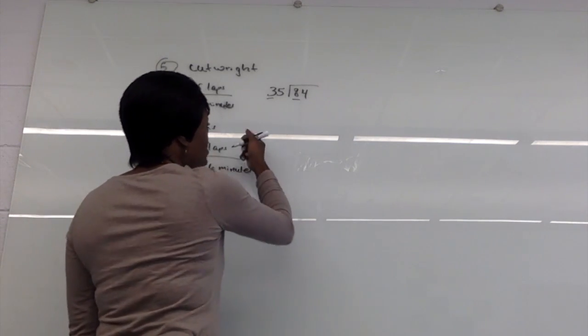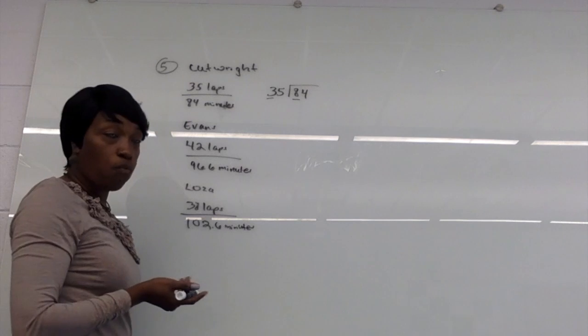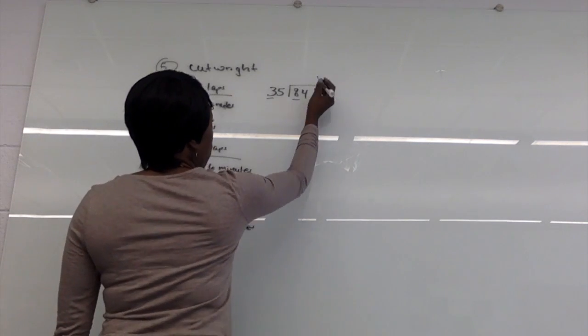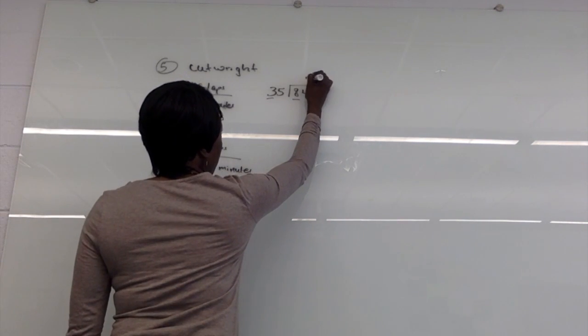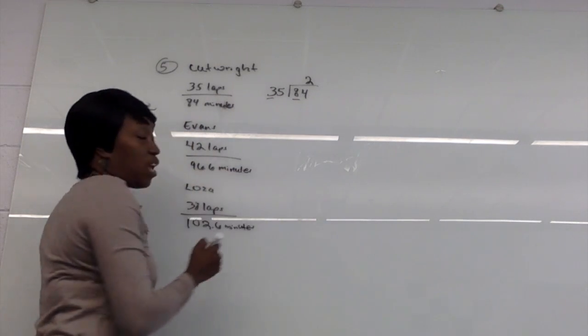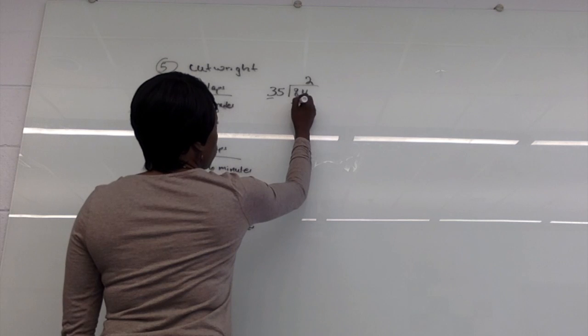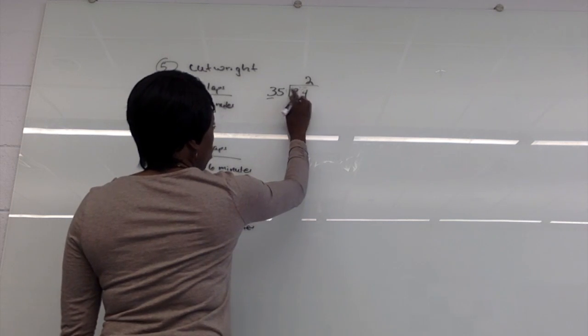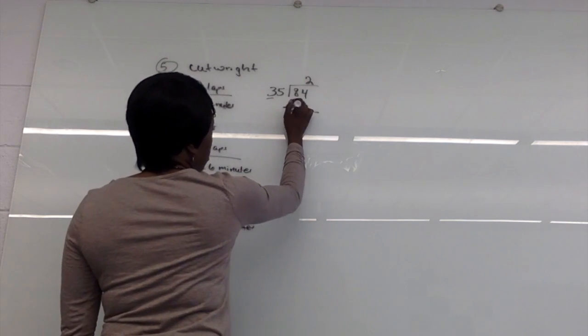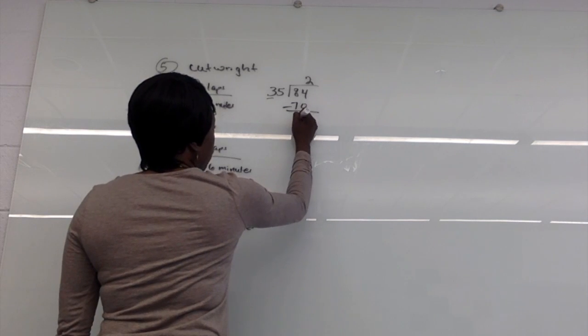And I know if I multiply by 3, that's going to give me over. So I'm going to do 2. And remember, I'm not trying to put 35 into 8. I'm putting 35 into 84. So we're going to put our 2 right above the 4. And we're going to multiply as usual here and subtract. When I subtract, I get 14.